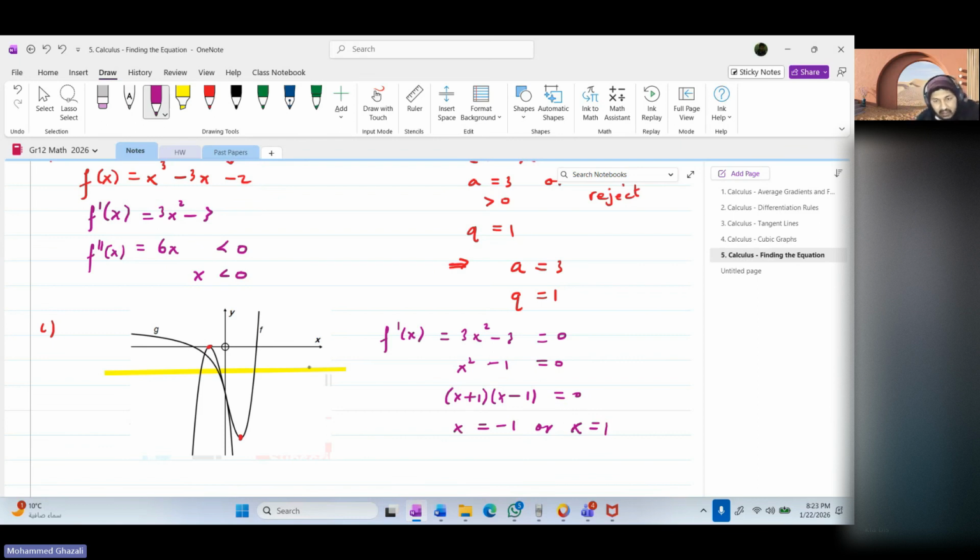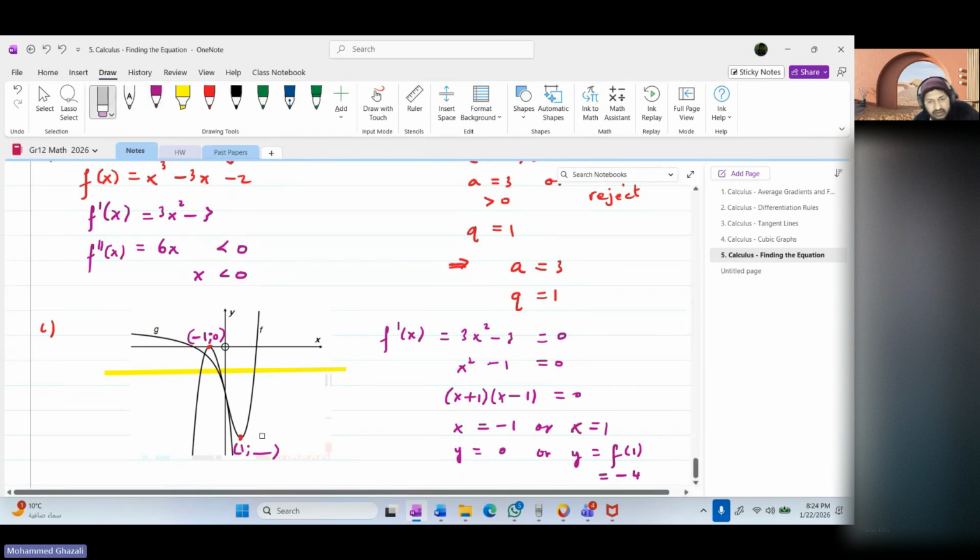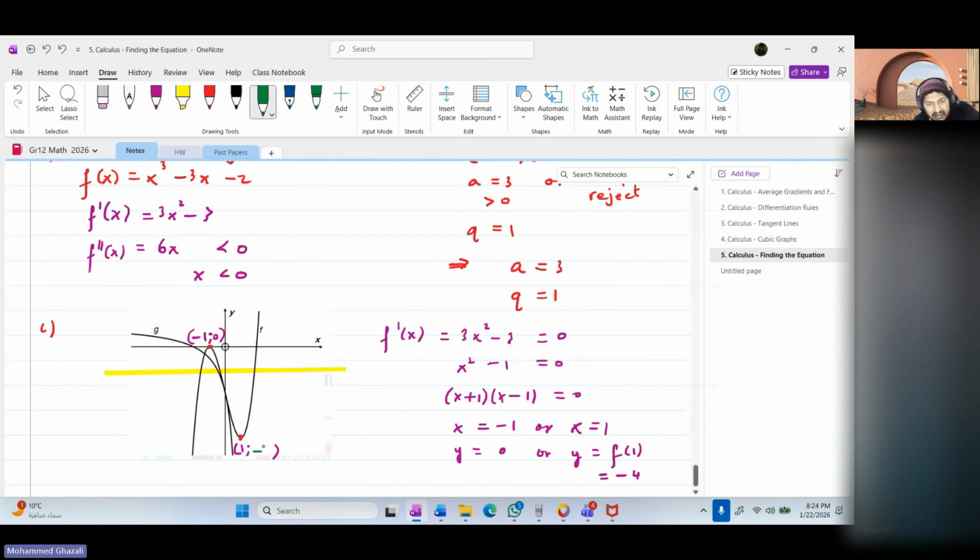Now we need to check. We already know that this point is minus 1, 0, right? And this coordinate is 1 and we don't know what the y value is. We need to check. The y value here is already 0 because it's already on the x-axis. And what's the y value here? The y value here is substituting into f of 1. Now what is f of 1? 1 minus 3 minus 2. So that's minus 4. Yes, minus 4 is correct. 1 and negative 4. Right.